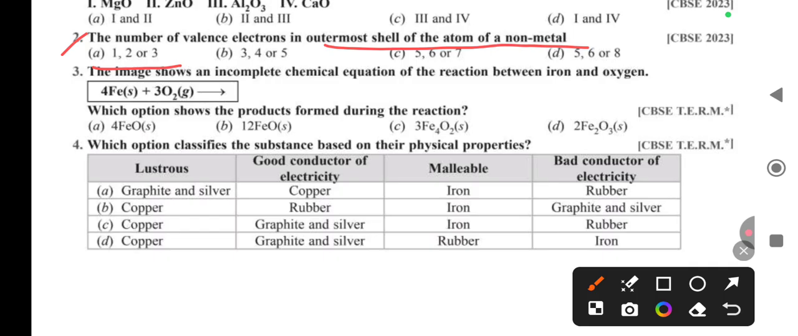In the outermost shell, a few elements are taken as examples. One carries 1 electron in the outermost shell, another carries 2, and the third one carries 3. But all have less than 4, so definitely it behaves as a metal.